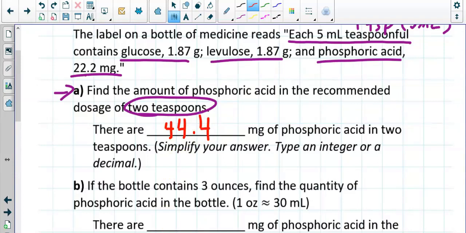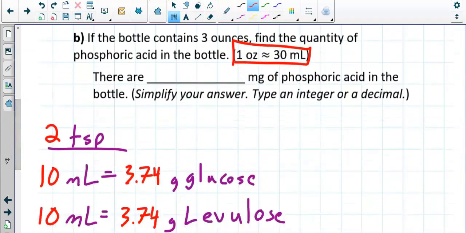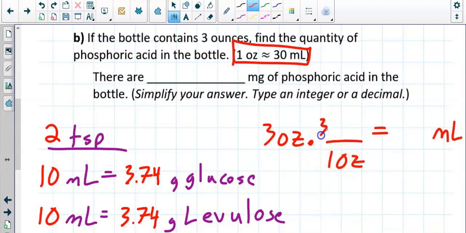They say if a bottle contains 3 ounces, find the quantity of phosphoric acid. So again, since everything's in milliliters down there, and this is in ounces, let's go ahead and change the ounces to milliliters. And right here, they give us the nice little fraction for that. So I want to take ounces, and I want to turn them into milliliters. Well, my fraction up there says 1 ounce goes on the bottom, and 30 milliliters goes on the top. So that means in 3 ounces, I have 90 milliliters.